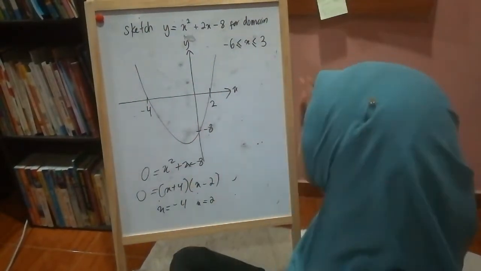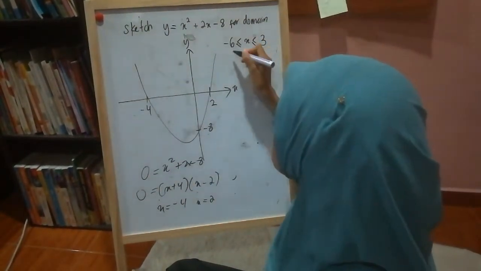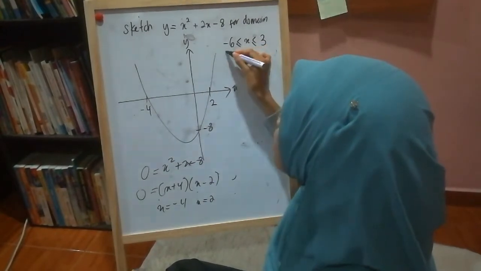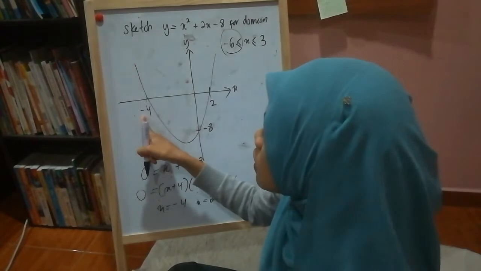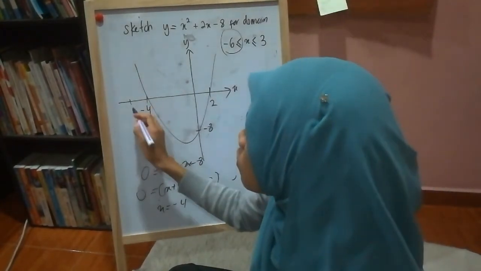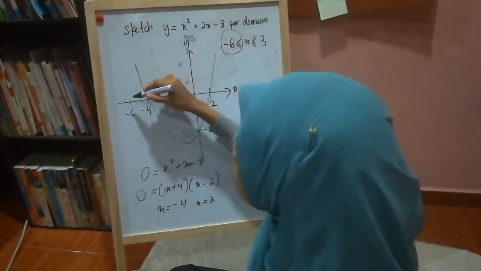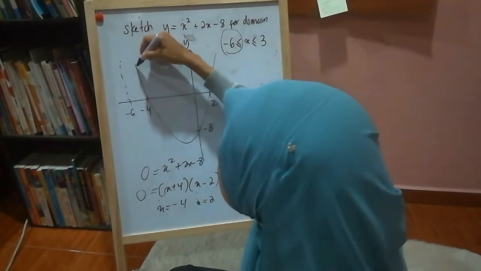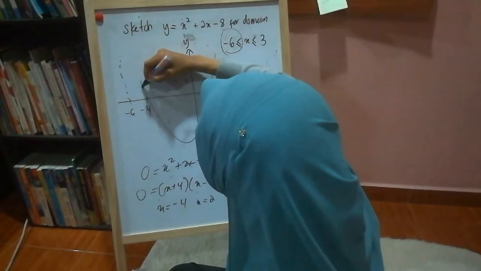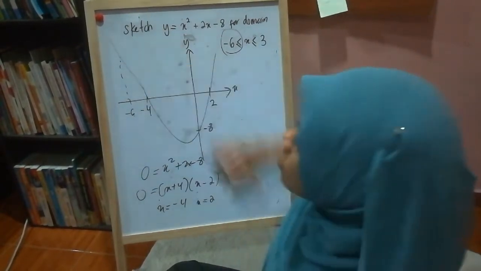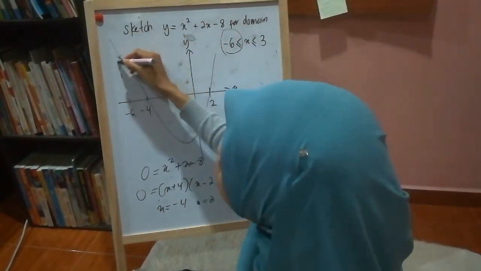But now you have to see the domain now. Okay, now the domain asks you that the x has to be up until negative 6. Okay, so this is negative 4. Where would be negative 6? Maybe here, right? So you have to draw up until here. Maybe like this. Oh, sorry. Make it beautiful, guys. Okay. Right? Maybe like this.